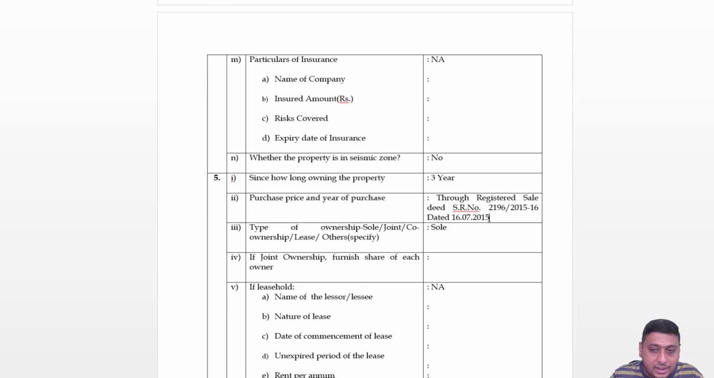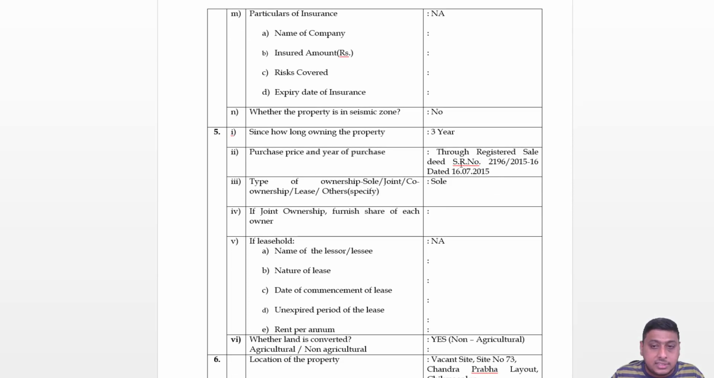From 2015, they are owning the property. I am giving this report in 2018. Therefore, I have mentioned 3 years. Can you see here? Through the registered sale deed number, we have to mention a number. This document, they'll give it to us. We have to mention the type of ownership, whether it is joint ownership, like father and son holding the property, or husband and wife owning the property. If it is a joint property, lease property, or sole property, we have to mention it here clearly.